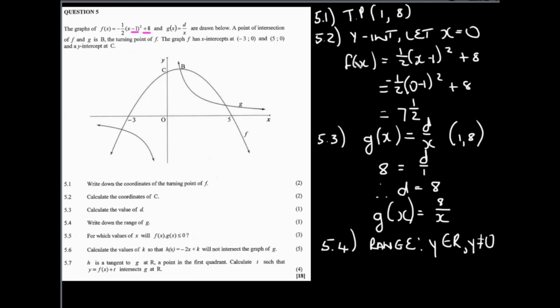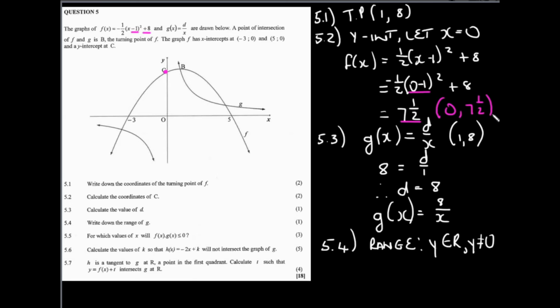5.2, they ask us to write down the coordinates of C. C is the y-intercept of the parabola. How do we find our y-intercept? By making x equal to 0. And this is what we've done here. So we said 0 minus 1 squared, and that gives us a y-intercept of 7.5. Did we answer the question? No, we didn't. We found the y-intercept, but they are asking us for both coordinates. So let's not lose our marks. We need to write down the coordinates, and the coordinates are 0 and 7.5.